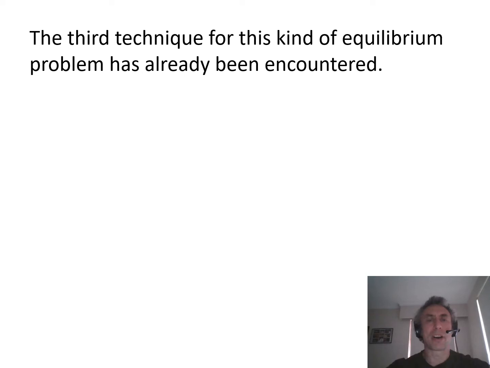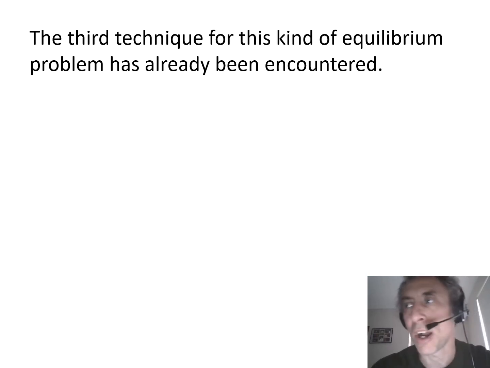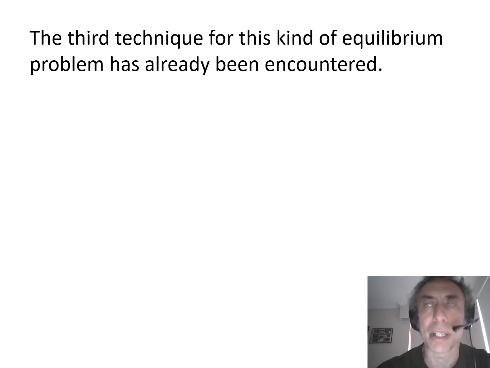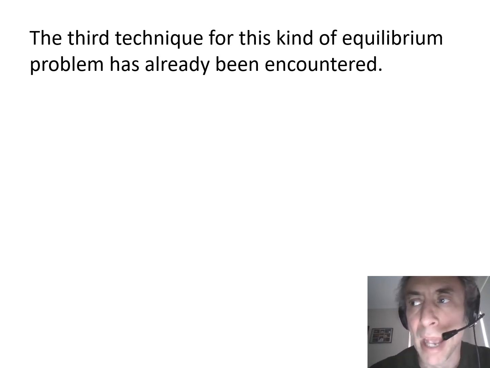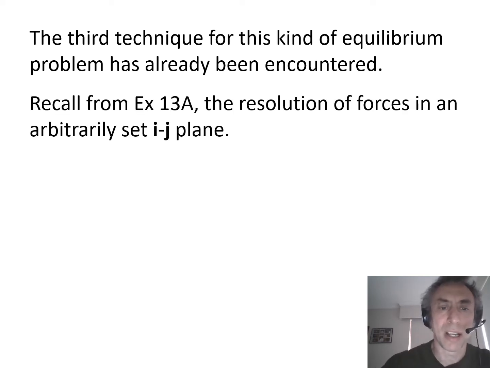Okay, the third and final technique we've already discussed, and that's imposing an XY plane on the situation. Positive x i, positive y j, and appreciating that in a situation of equilibrium, our i components will cancel themselves out and result in 0, and our j components will cancel themselves out and result in 0. This process of imposing an XY plane and talking about resultant vectors was really the focus of 13A.